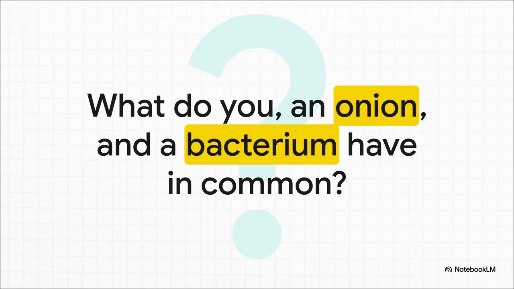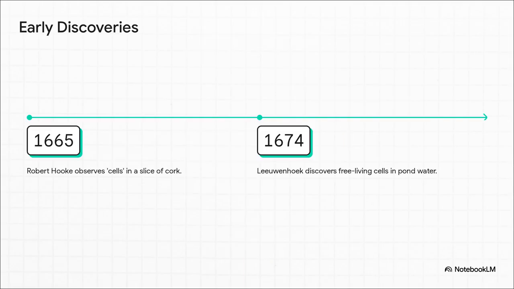Seriously, stick with me, because by the time we're done here, you're going to see the world and yourself in a completely new way. So, where does the story even start? Well, like a lot of huge scientific breakthroughs, it all began with someone just being curious. We're talking way back in 1665. A scientist named Robert Hooke pointed a microscope he built himself at a super thin slice of cork. And what he saw? Wow, it was about to change biology forever.